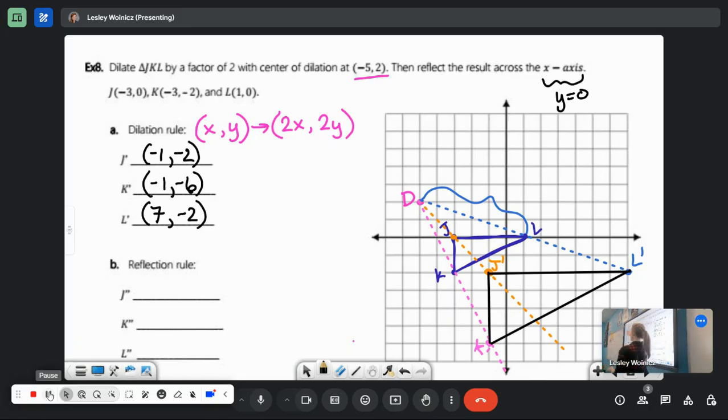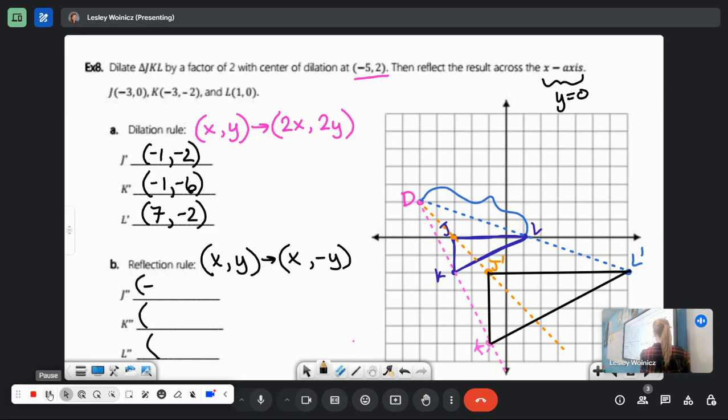So when I reflect in the line y equals 0, am I changing my x's at all? Or just my y? Just my y's. So I'm just going to change the signs of my y's. So my reflection rule is x and y map to, keep the same x, change the sign of the y to the opposite of whatever it was. Which is good news for me, because I can just copy down all of my x's. -1, -1, 7. Okay, and then all my y's are going to turn positive. 2, 6, 2.